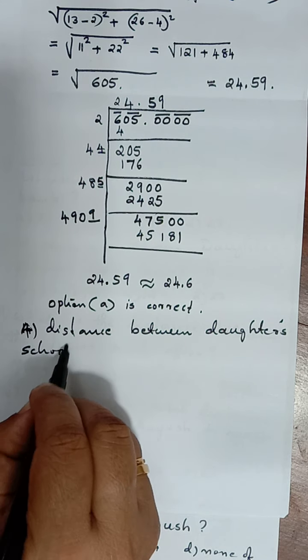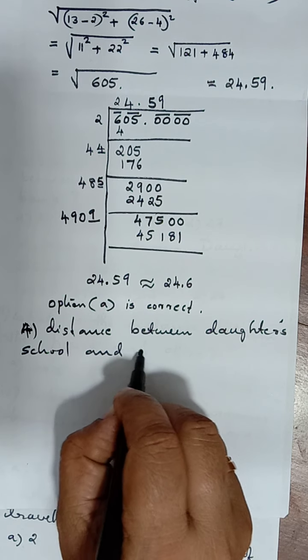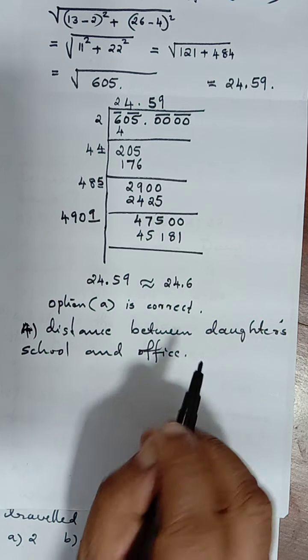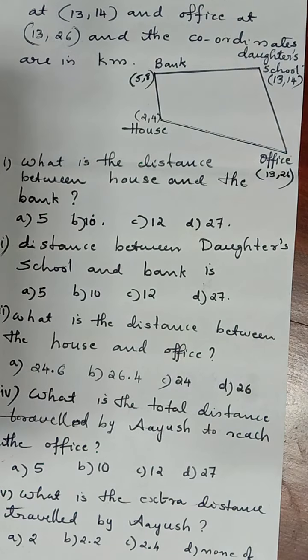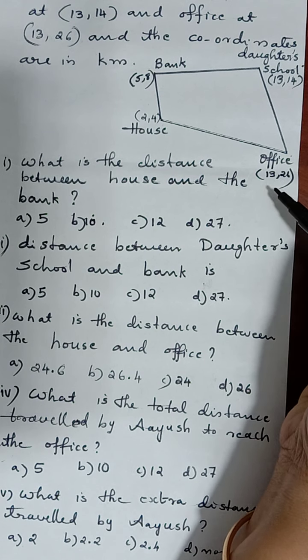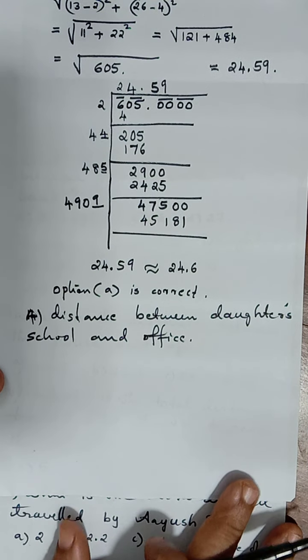Daughter school and office. Let us mark the coordinates. What are the markings? 13, 14 and 13, 26.